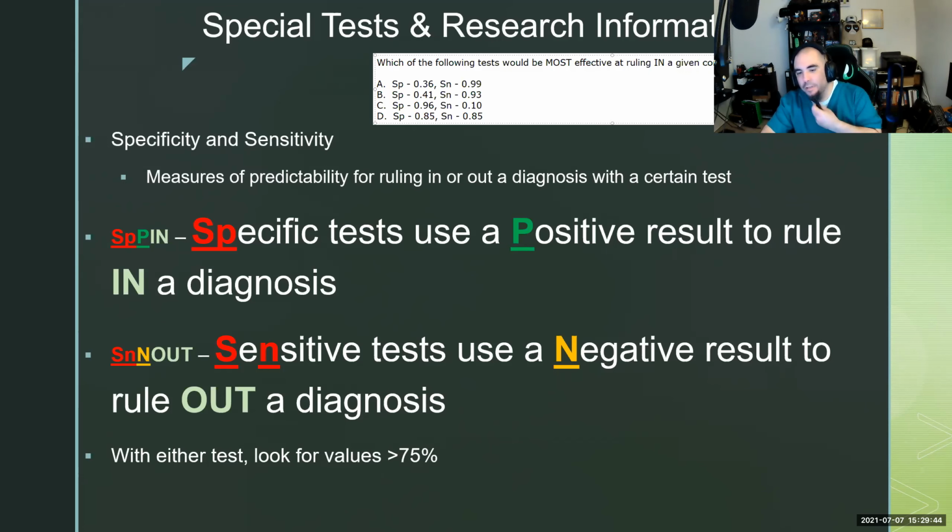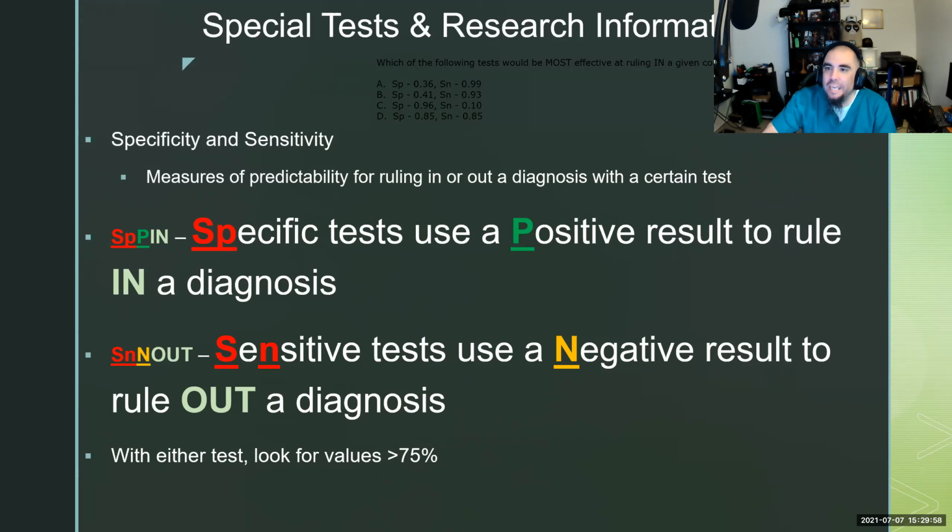So I think Amanda was the only one that picked D. Amanda, it's not a bad idea, but it's not the best idea. It's not the most effective at that point. The most effective at ruling in a condition would be the one that has the highest specificity. In that case, that would be C here. Now, that doesn't mean that D is a bad test. D would be a very good test at ruling both in and out a condition. But if I am purely ruling in a condition, C is the best test for that.